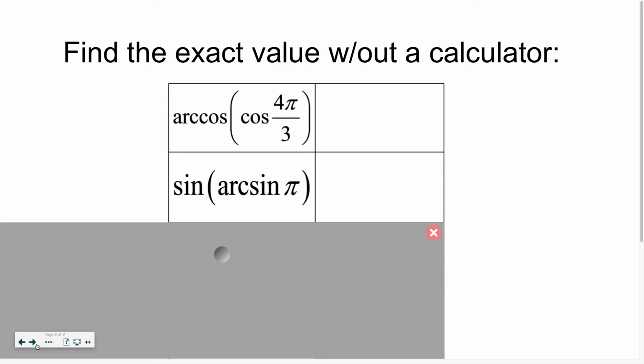So what I would say is if you see a problem like this on the homework, just work inside out. Okay. What is the cosine of 4 pi over 3? Think about your unit circle. Cosine of 4 pi over 3.